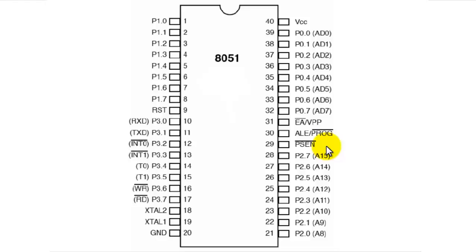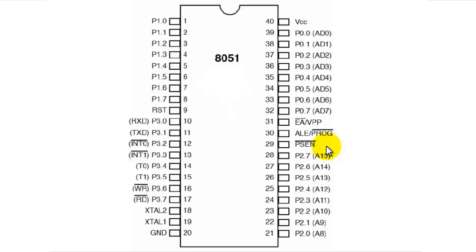Now let us move on to pin number 32. Pin number 32 is the 8th pin of port 0. It is P0.7. It is also labeled as AD7. As I previously told, it is actually the address line bit, and it stores the 8th bit of the lower byte of the address of the external memory being addressed. Similarly, the same story goes for the entire port 0.